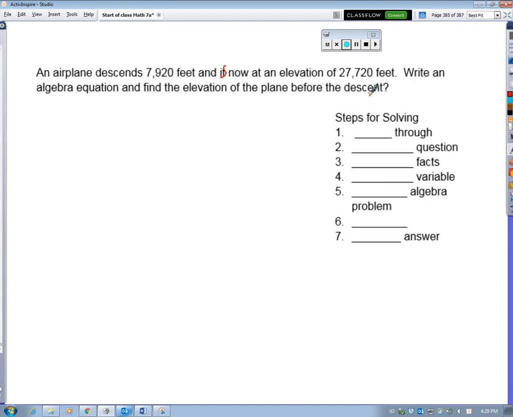Picture that a plane is going down and it is now at this elevation. We just did step number 1. We read through the problem. Step number 2, underline the question or the task. It can be either. Here's our task. Write an algebra equation. Find the elevation of the plane before the descent. That's our key part, before the descent. That is going to be what our variable is. I'm just going to put an X there right now.